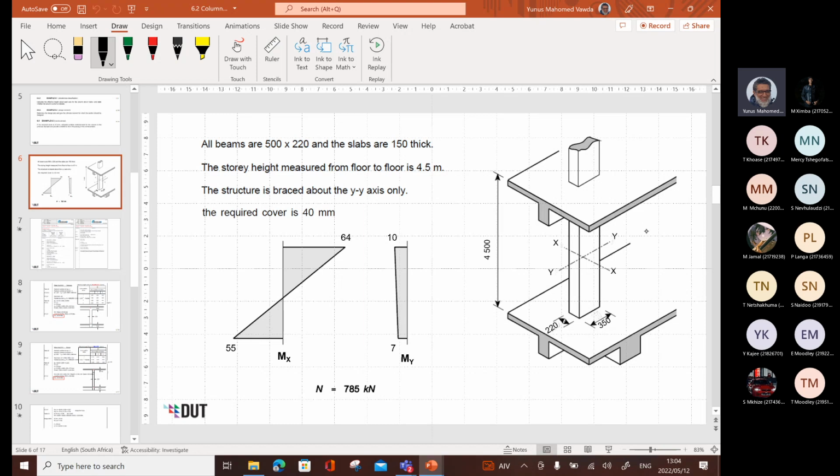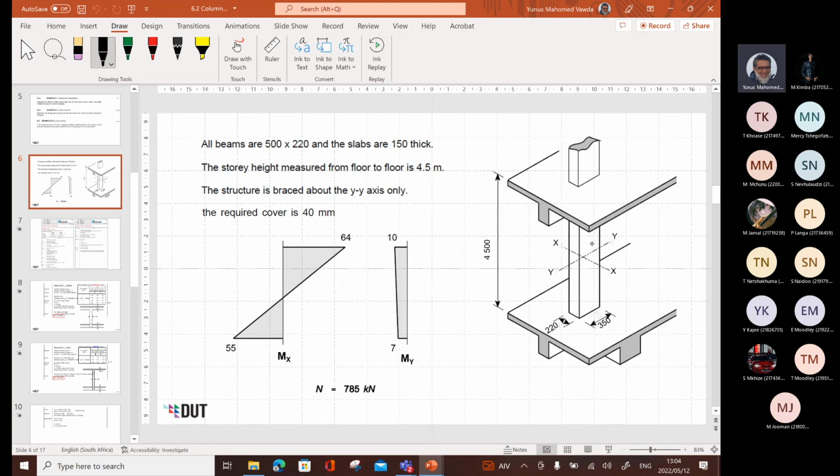Let me show it here like this. Braced. Now it could be from some bracing system, could be from a shear wall, whatever else, but it's braced there, right? So about the y-axis. About the x-axis is unbraced. There's no bracing, right? The story height is 4.5 top to bottom.